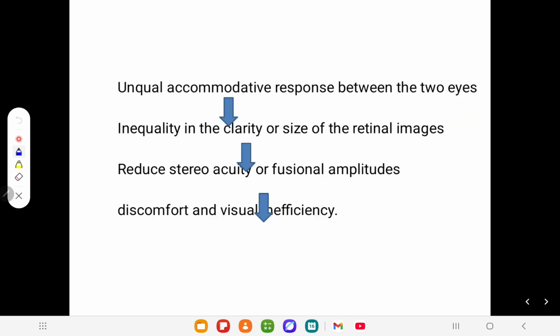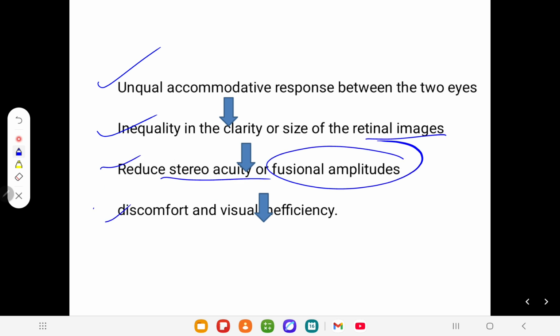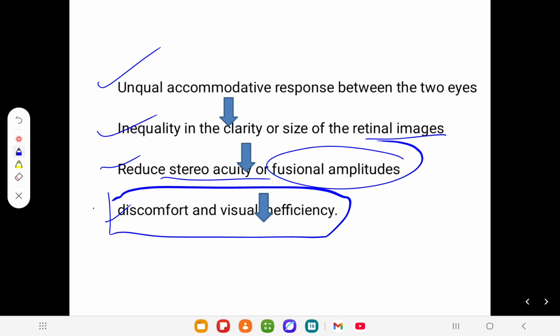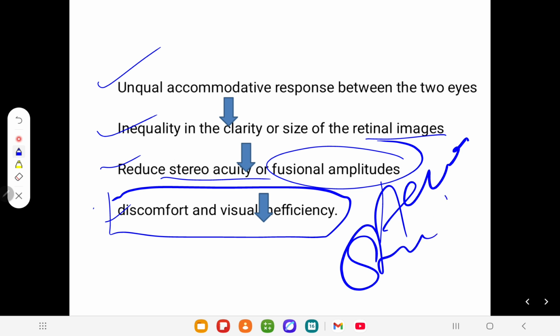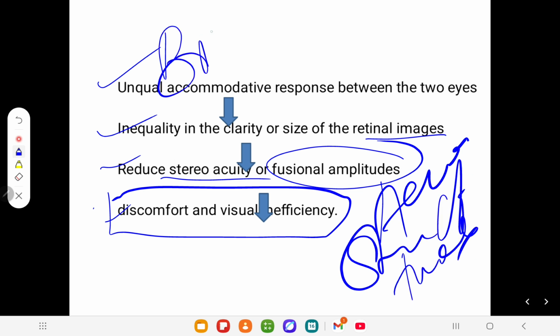Unequal accommodative response between the two eyes leads to inequality in the clarity or size of the retinal images of the two eyes. So there is reduced stereo acuity, isn't it? Or reduced fusional amplitude. That's why it causes discomfort and visual inefficiency. So we have to make sure the accommodative states of the two eyes are equal, and that's why we do binocular balancing, isn't it?